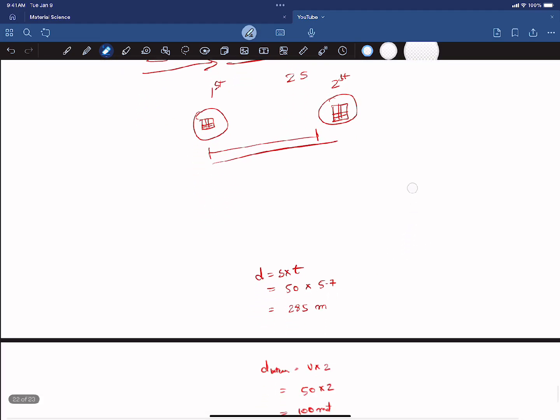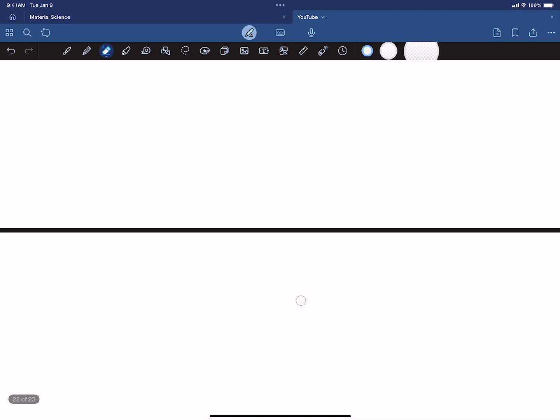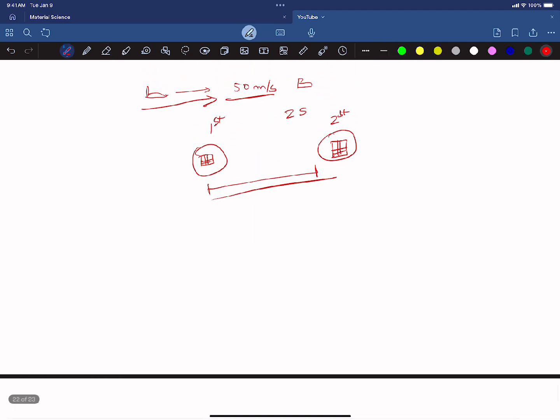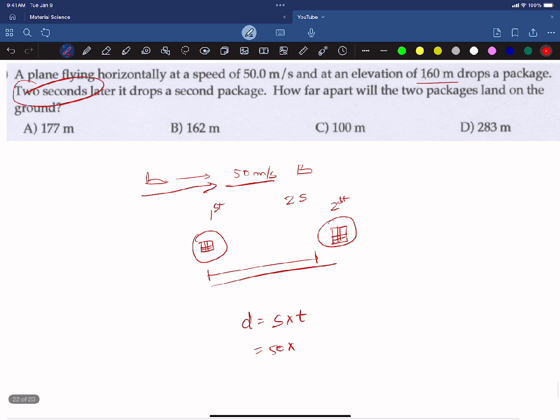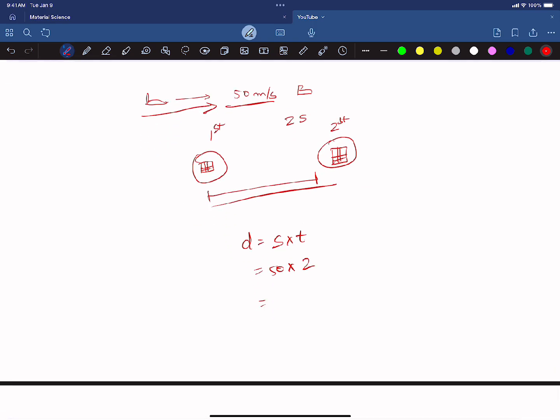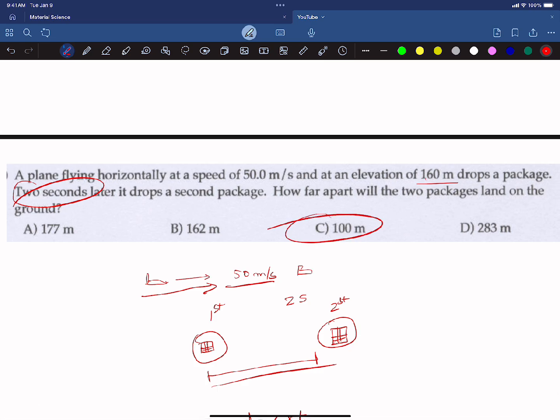So we know distance is equal to speed times time. Speed is 50 meter per second and time is 2 seconds. Answer is 100 meter. C.